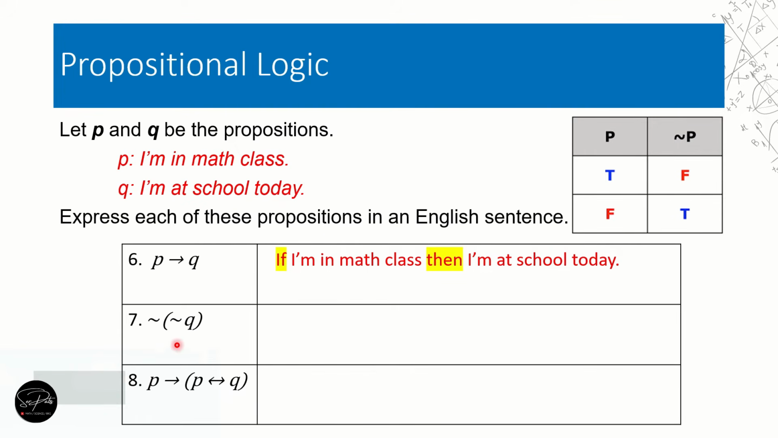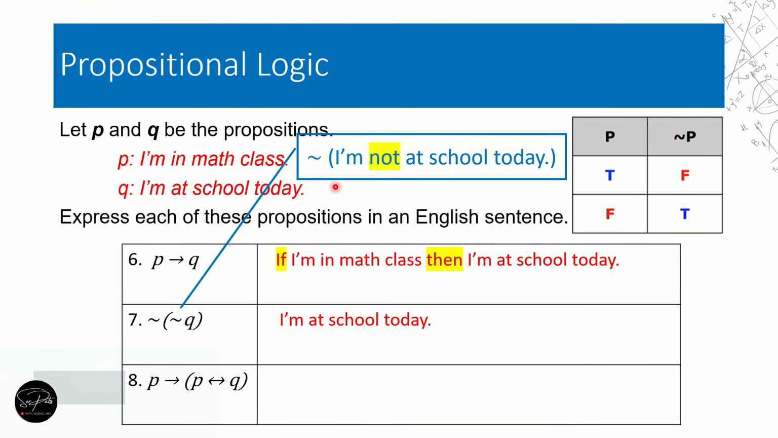So ganun yung mangyayari. So dapat dito ang ating negation of Q ay equivalent siya sa I'm not at school today. Yun ang ating not Q. And then meron pa siyang negation sa labas ng parenthesis. So therefore parang maka-cancel out lang yung dalawang negative. So yung dalawang negation natin, ang magiging answer natin will be I'm at school today. So nawala yung ating not. Kasi nga, mali na yung ating negation. So, mali ng mali, magiging tama. So, I'm at school today.